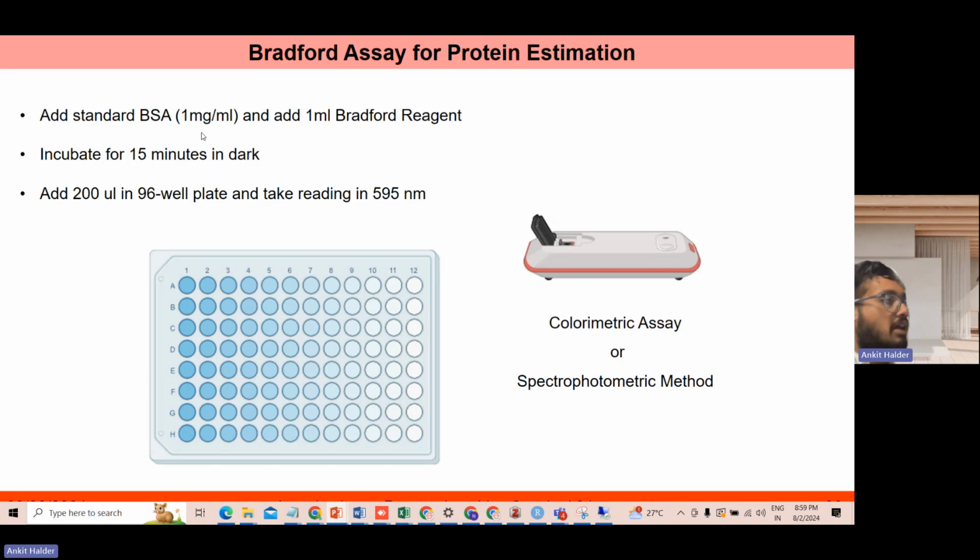So now add PSA and add 1 ml Bradford reagent. So this is the protocol, how it is done: you will be adding the PSA, adding 1 ml Bradford reagent, incubate it for 15 minutes in dark, add 200 microliters in a 96-well plate, and take the reading at 595 nanometers. Okay. So this is how you would be following the steps for Bradford assay.